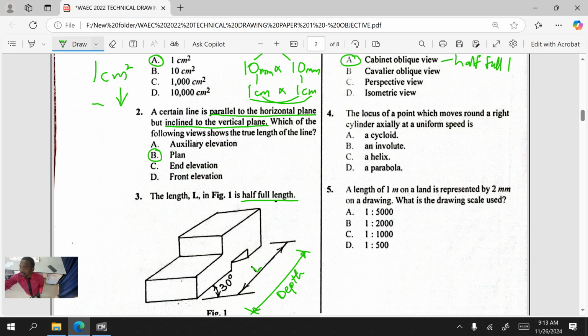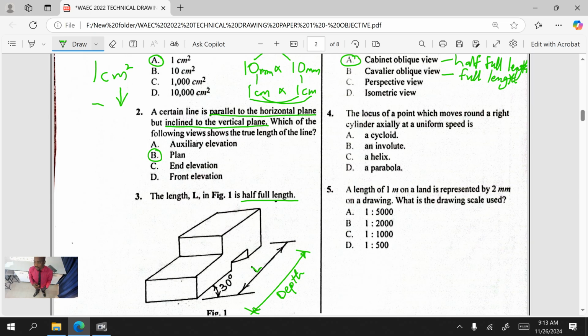You can also be asked about cavalier. Cavalier is when we draw it at what? At the full length. So when the depth is drawn at the full length, it is cavalier oblique view. Perspective drawing is another type of pictorial drawing, which is a three-dimensional drawing. Also isometric drawing, I believe you know those two types.